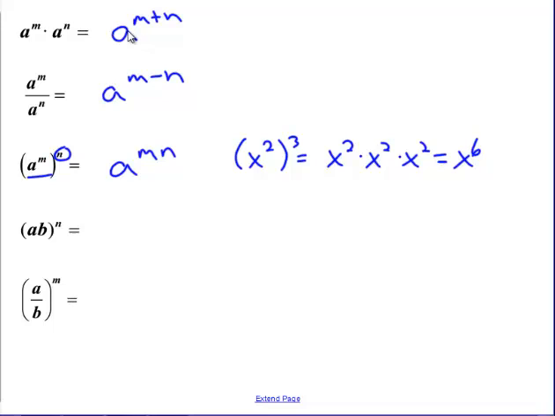The next 2 properties kind of go hand in hand: the power of a product and the power of a quotient property. Basically, what you need to understand is, if I have something in parentheses taken to a power, everything in the parentheses is going to be taken to that power, whether we're multiplying or dividing. Every single term or factor in those parentheses is going to be taken to that power. Make sure you have these down in your notes. You should already have these on your essentials map, but they will help you with the problems we're going to do in notes as well as the assignment.